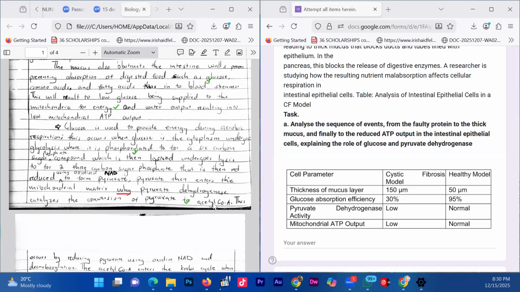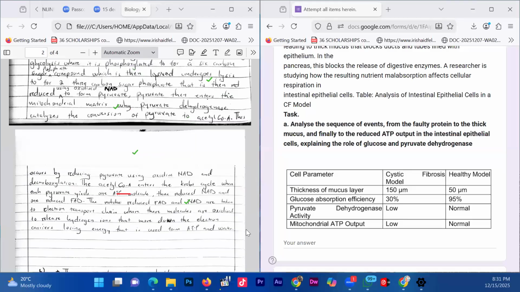Okay, so even in this table, we can see that the pyruvate dehydrogenase activity in the CF model is very low, meaning there is less substrate that will be acted upon by the enzyme. So that's good. That's by reducing pyruvate using oxidized NAD. The word is oxidized NAD, and carrying out decarboxylation.